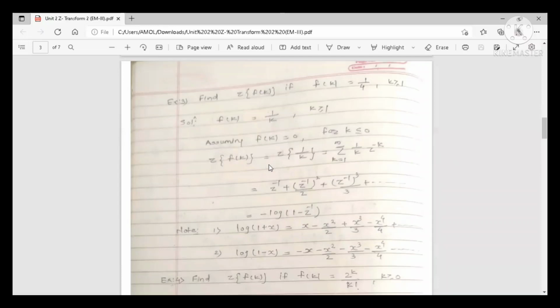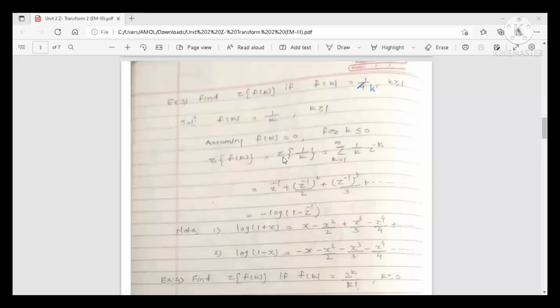The Z transform of f of k is equal to the Z transform of 1 by k. Here is one correction: this is not 4, the term here is k in place of 4. Remember it. So the sequence is 1 by k. Now assume f of k is equal to 0 when k is less than or equal to 0, because the condition for k is greater than or equal to 1.